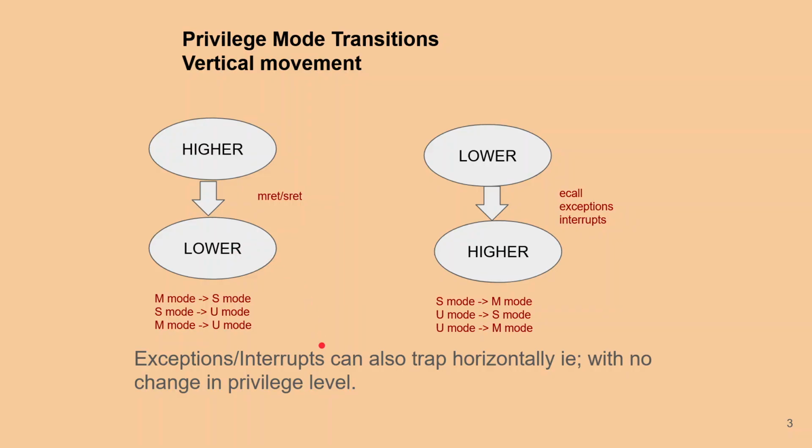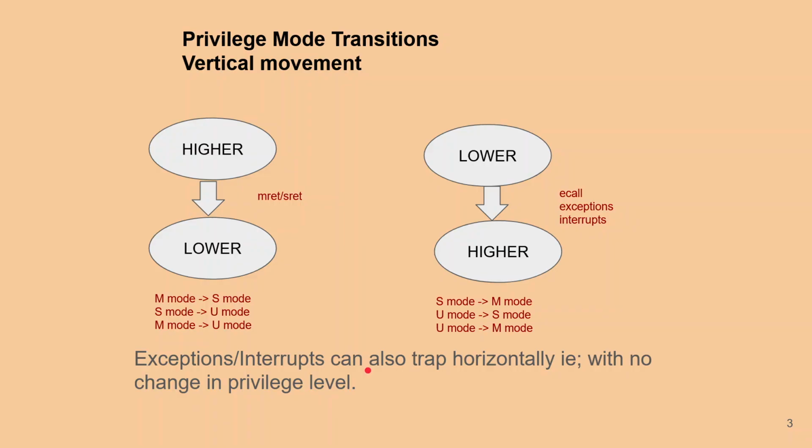Horizontal transitions, on the other hand, don't change privilege mode at all. They are just control shifts within the same privilege level. Like a timer interrupt, which is handled entirely in the supervisor mode, or an sret which returns to the supervisor mode because that's where the interrupted code was running.